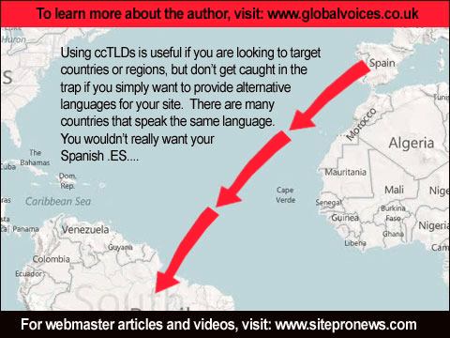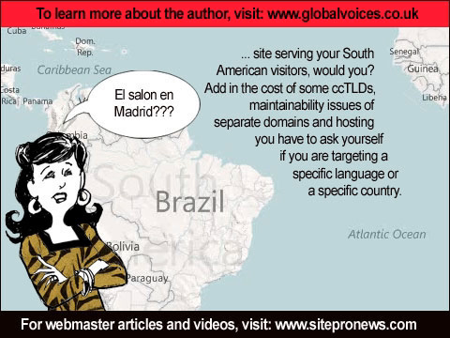Using ccTLDs is useful if you're looking to target countries or regions, but don't get caught in the trap if you simply want to provide alternative languages for your site. There are many countries that speak the same language. You wouldn't really want your Spanish .es site serving your South American visitors, would you? Add in the cost of some ccTLDs, maintainability issues of separate domains and hosting, and you have to ask yourself if you are targeting a specific language or a specific country.